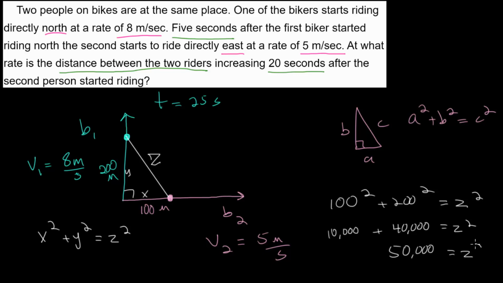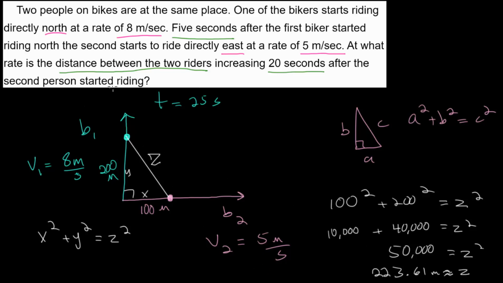And solving for Z, we just take a square root of each side to find that Z, the distance between the two bikers after 25 seconds after the first biker started, would be approximately, this is an irrational number since we're taking a square root of a non-perfect square, we get approximately 223.606, and the unit would be meters here since we're looking at the distance apart.